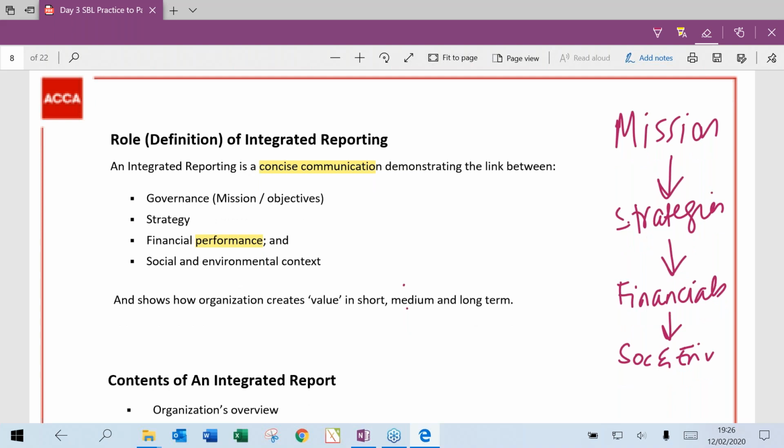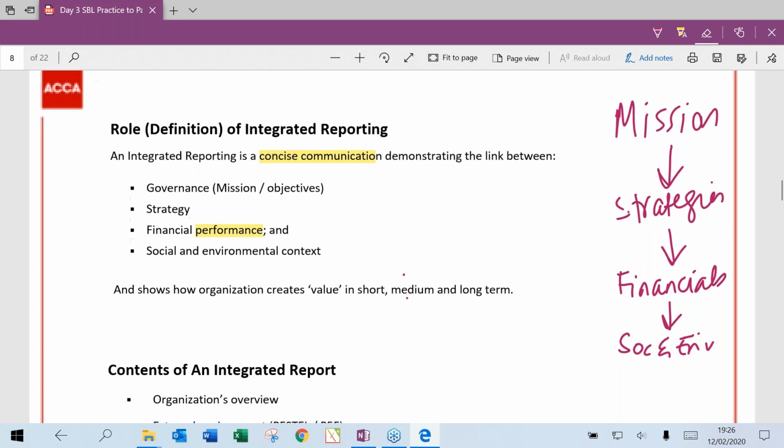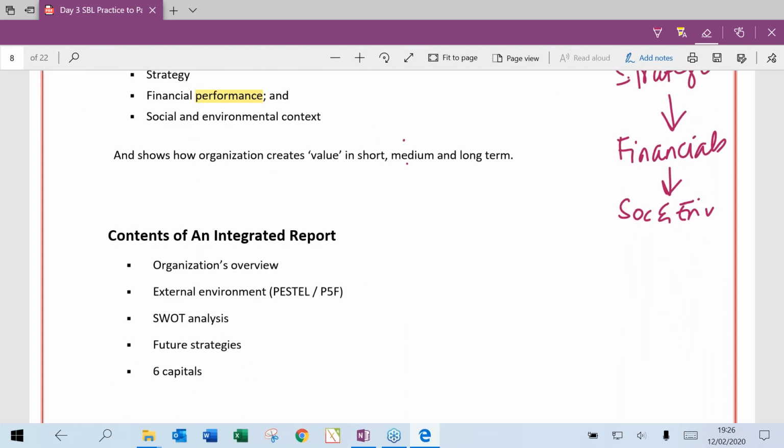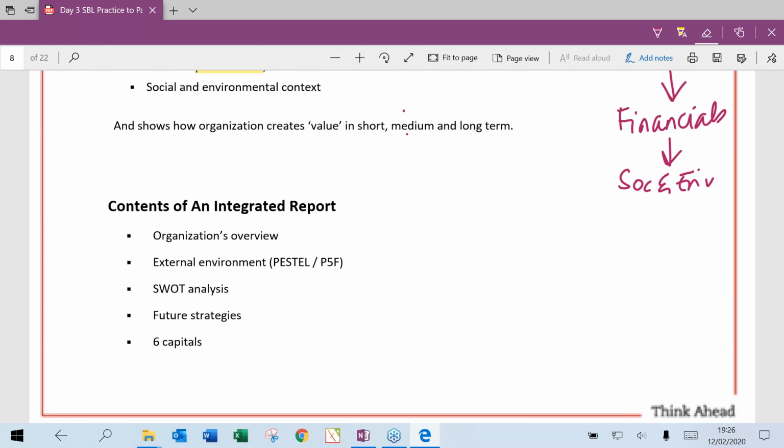Okay, contents of an integrated report. Are you able to guess the contents? It will first start with an organization's overview. Then it will talk about the external environment. By external, there will be a PESTLE analysis, a Porter's five forces analysis, and a SWOT analysis. Then it will talk about future strategies. And in the last, it will cover the six capitals.